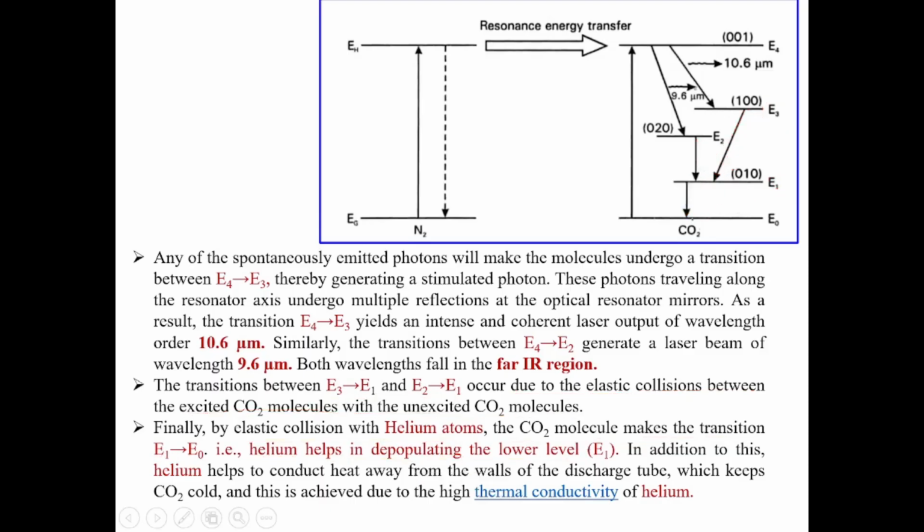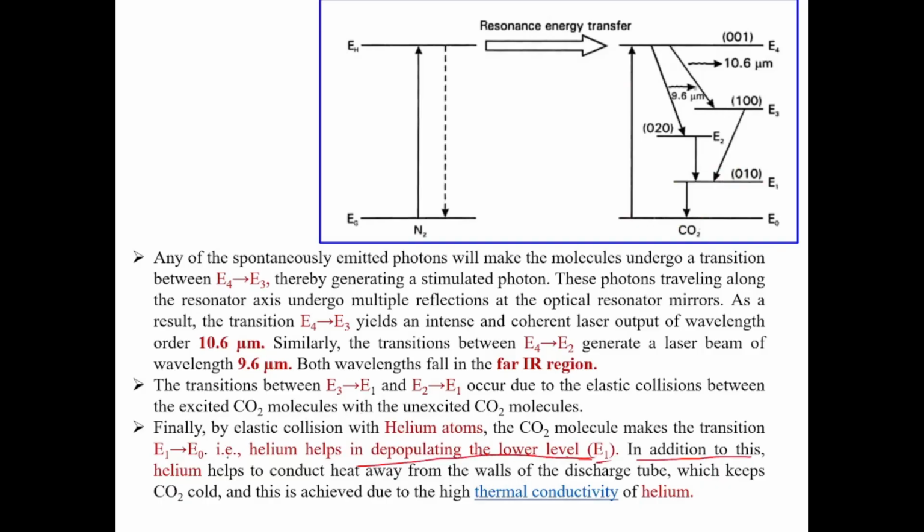So here helium helps depopulate the carbon dioxide molecules in the E1 level. When the carbon dioxide molecule comes to the E1 level, it interacts with helium and, at a faster rate, de-excites to the ground state. At whatever rate it is depopulated, at that same rate it will be pumped to the higher state, and the laser action will be continuous. So helium atoms only help in depopulating the lower level E1.